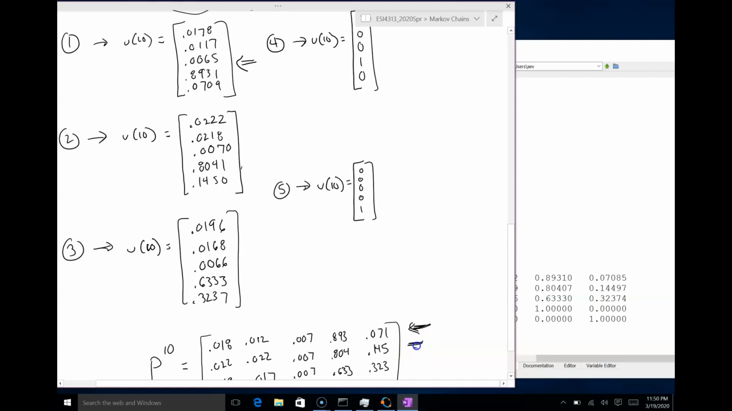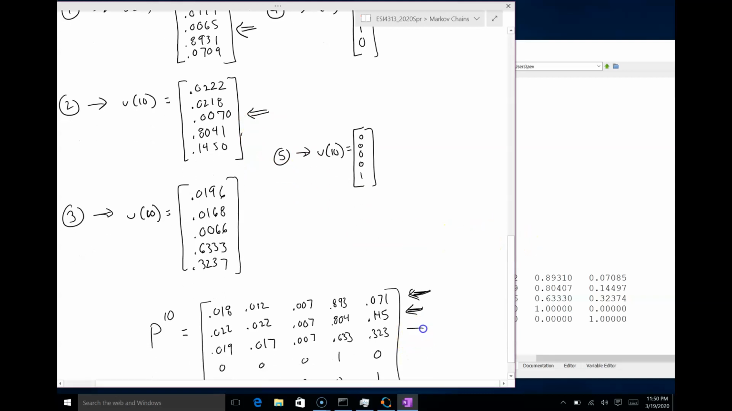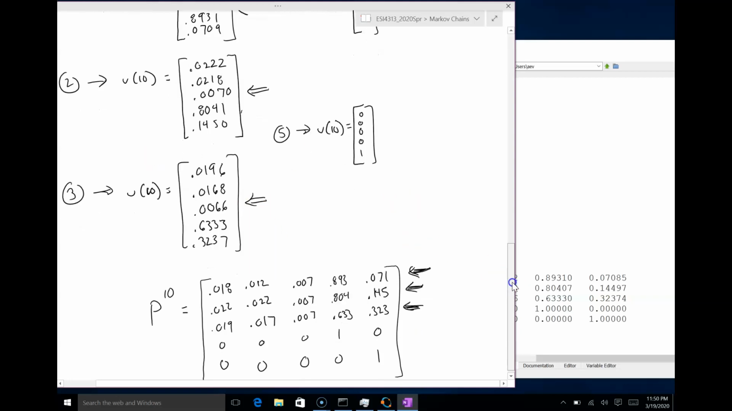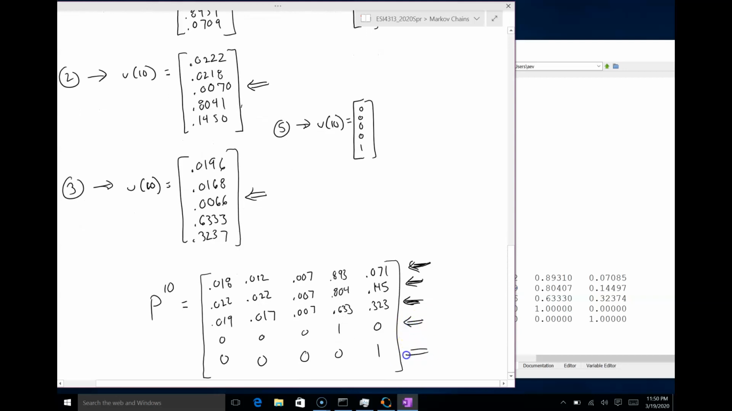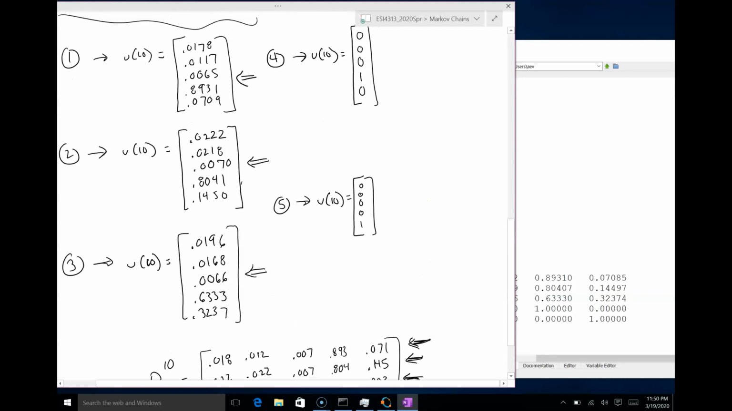Now, let's look at the second row. Sure enough, those values match what we have in here. The third row matches as well, and same with the fourth and fifth row. We see that they're the same values, but just transposed. And it makes sense, right?